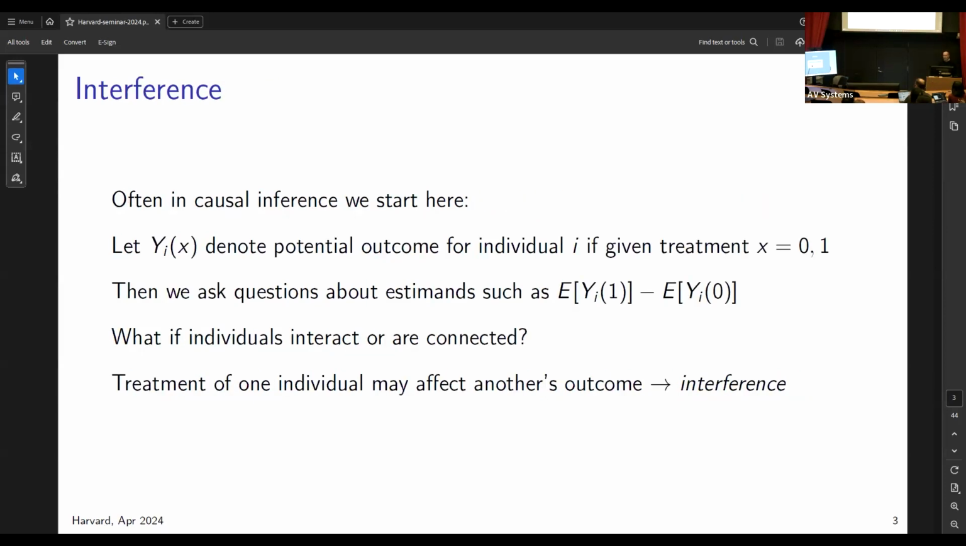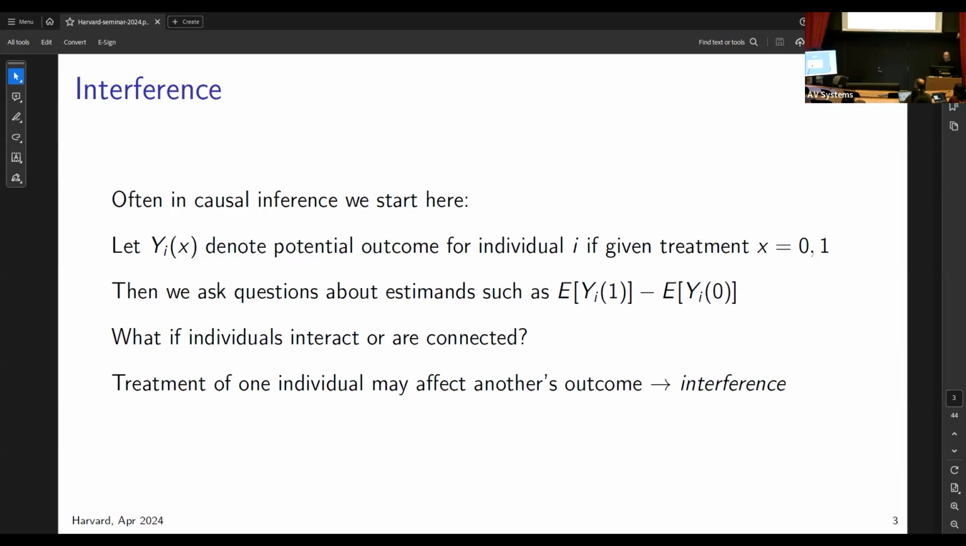So typically in causal inference, we start by thinking of individuals as having two potential outcomes. Apologies, I'm using X here for exposure, not A in the Harvard way. So we usually think Y0 and Y1, individuals have two potential outcomes. And then we ask questions like what happens on average if everyone's treated, what happens on average if no one's treated.